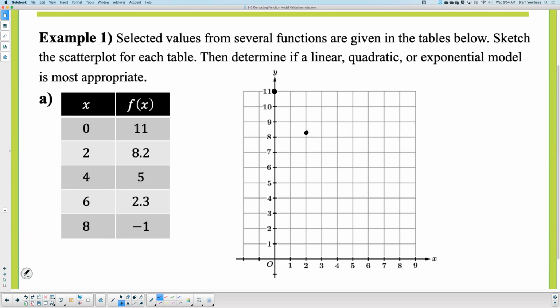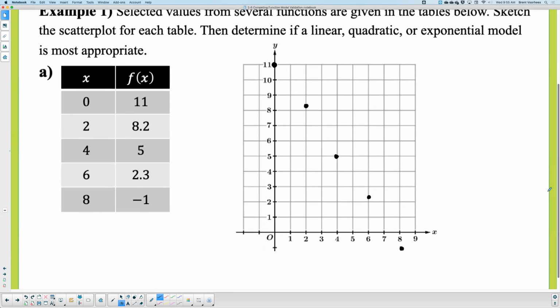I'm going to say that's approximately 8.2. 4, 5. 6, 2.3. 8, -1. As you look at this model, what type of model would you assume this to be?